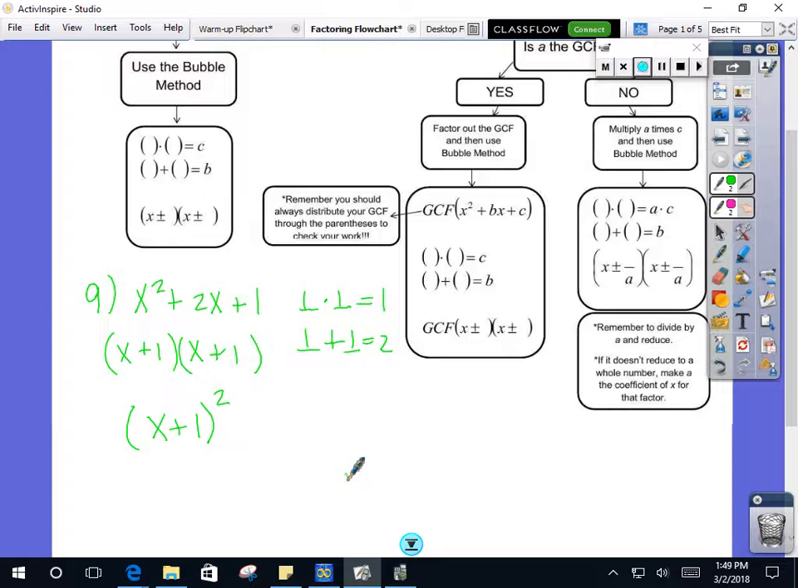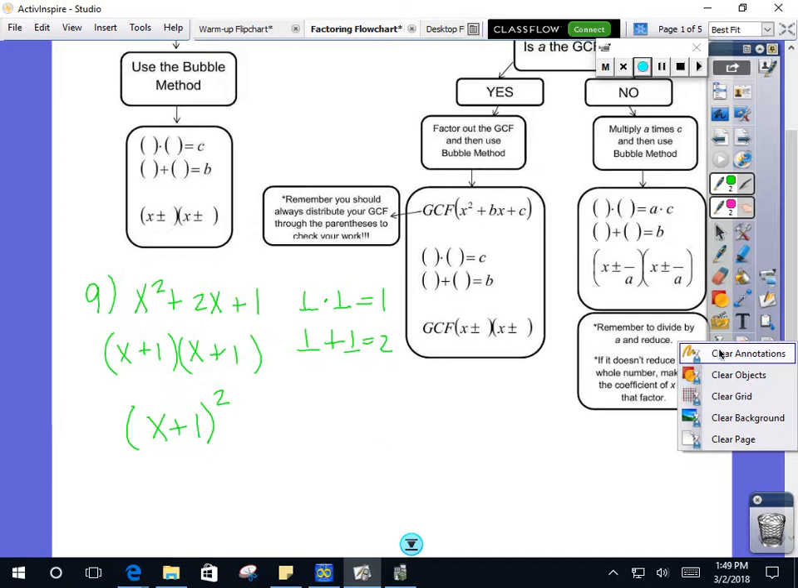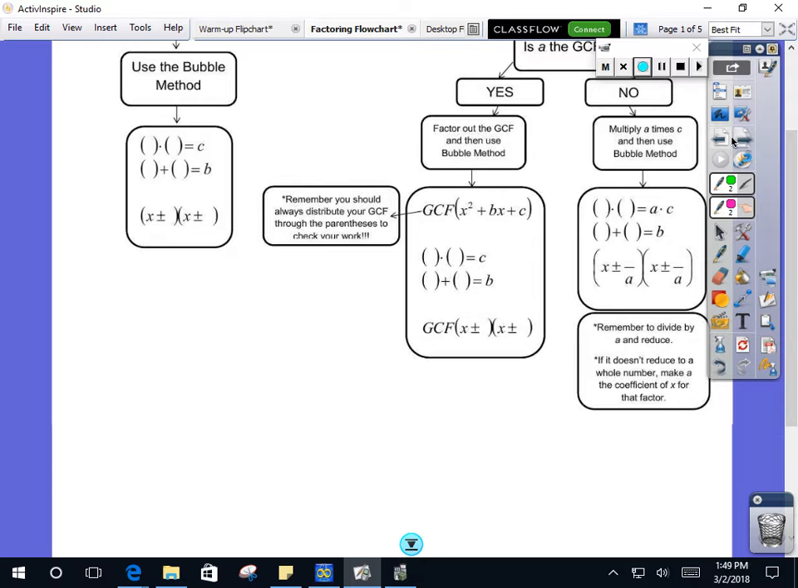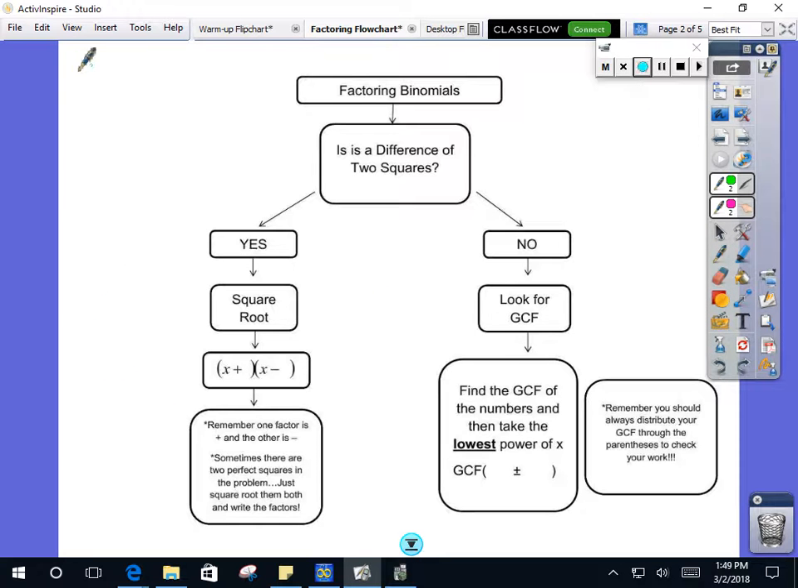Okay, number 10, binomial or trinomial? Binomial. Okay, we have 16x squared minus 9. Is it a difference of two squares? Yes, both of those terms are perfect squares, so you factor it into two binomials, just like it says, taking the square root of each term.